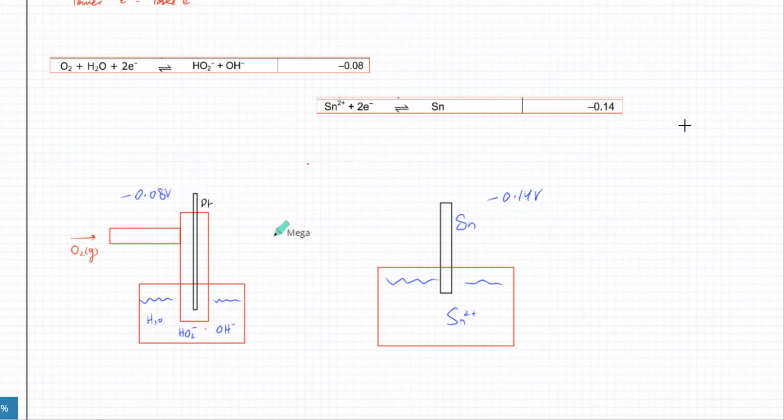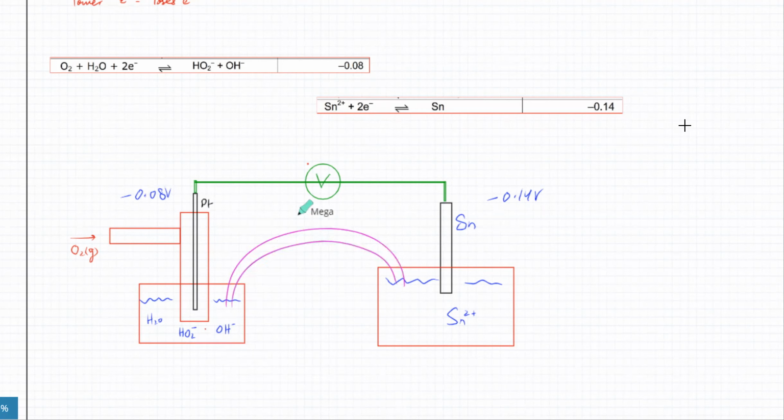So remember, the negative values themselves don't mean anything. It's the difference between the two potentials. So I'm just going to connect the two electrodes with a wire, and there's going to be a voltmeter in the middle. And one thing is missing. What is that thing that's missing? Salt bridge. Okay, so there's got to be a salt bridge. So you have a salt bridge.